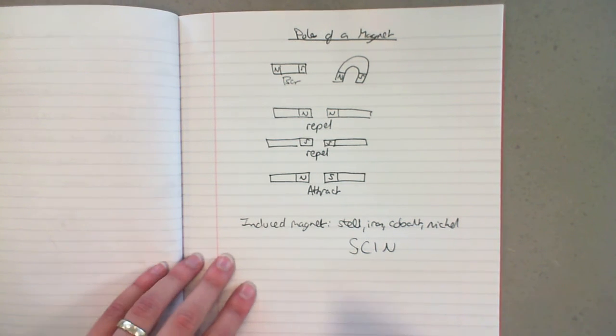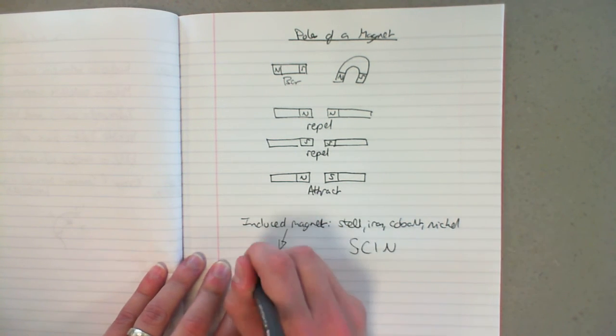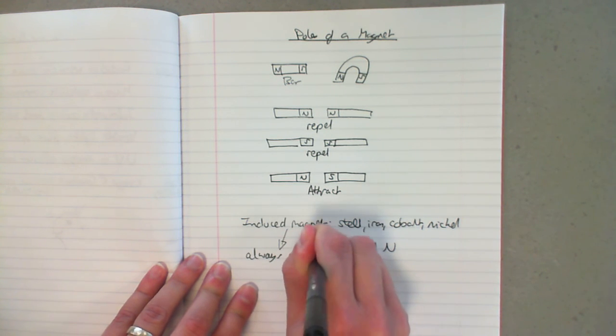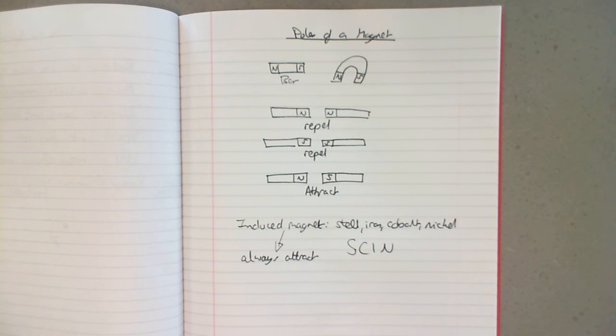Induced magnets are always attractive. They always attract. You cannot get an induced magnet to repel. Only permanent magnets can repel. And if a material like aluminium or copper does nothing, it's simply not a magnetic material.